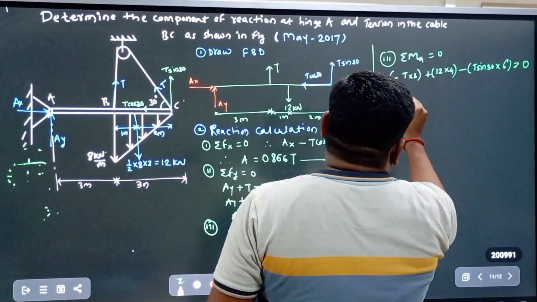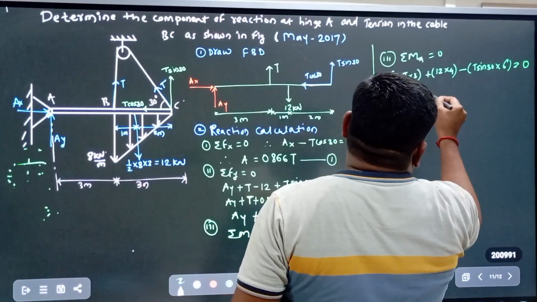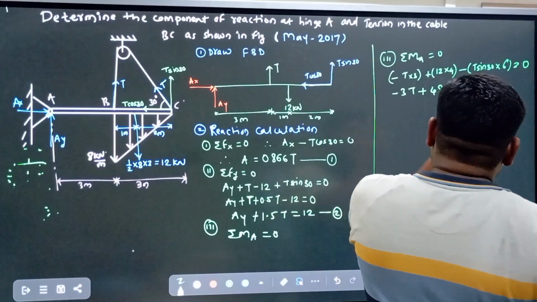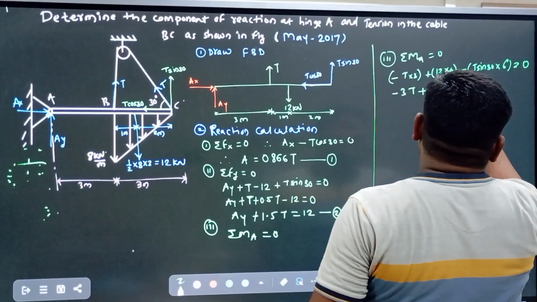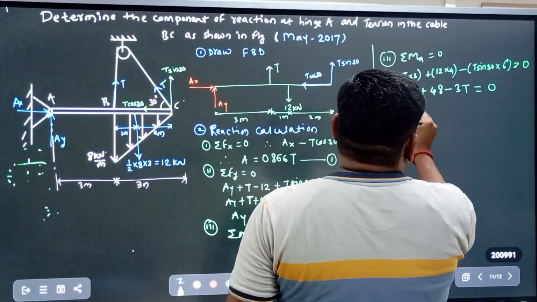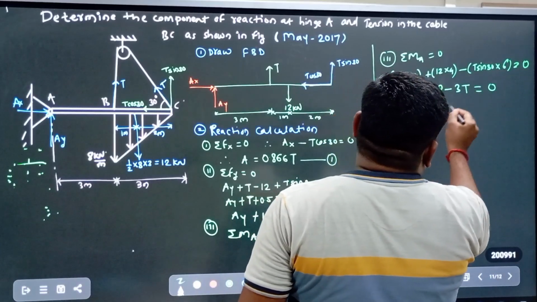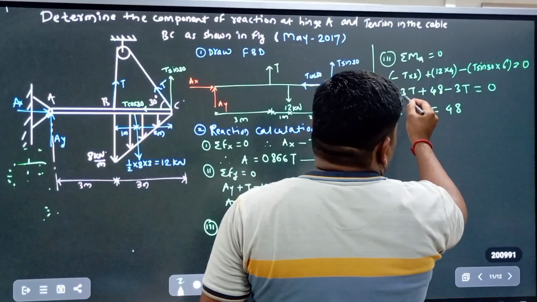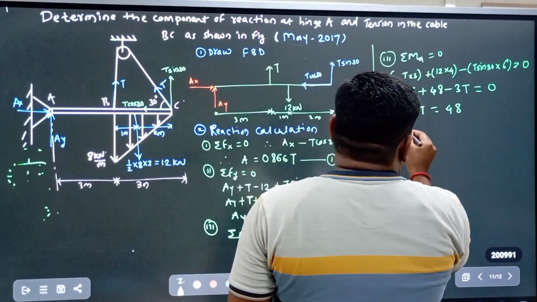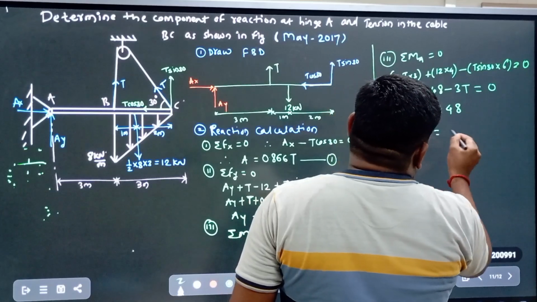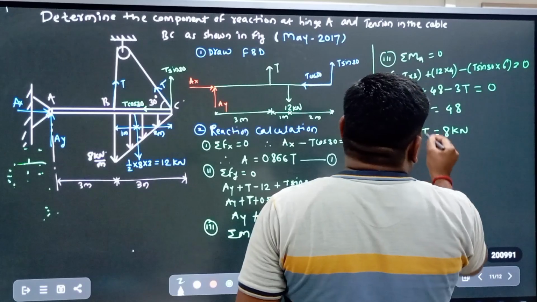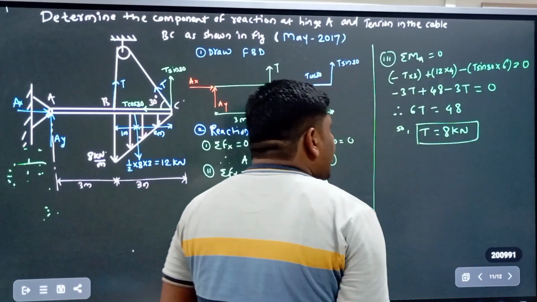So this is minus 3T plus 48 minus T sin 30, that is 0.5 into 6, that is 3T, equal to 0. So minus 3T minus 3T, the 6T goes to the other side and becomes plus, therefore 6T is equal to 48. So T is equal to 48 divided by 6, that is 8 kilonewton.